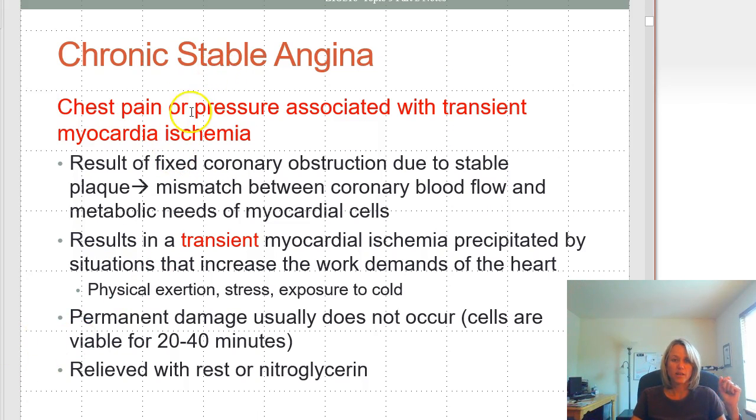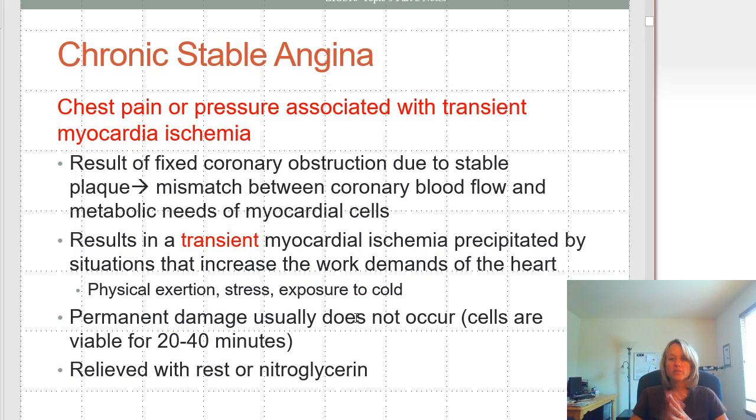Chronic stable angina is when we have chest pain or pressure that's associated with a transient myocardial ischemia as a result of a fixed obstruction due to a stable plaque. So this is when we have increased demand, and we're trying to get blood flow around a stable plaque, and this is going to result in a transient myocardial ischemia that is precipitated by increased demand of the heart. So with physical exertion, this can also include stress and exposure to the cold.